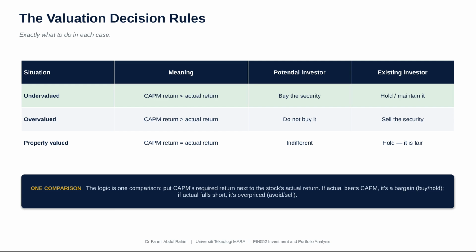Third row, properly valued. This is when the CAPM required return equals the actual return exactly. The stock is fairly priced and sits on the SML. A potential investor is indifferent and an existing investor simply holds because it is fair. The takeaway in the box distills it to one comparison. Place CAPM's required return next to the actual return. If actual beats CAPM, the stock is a bargain to buy or hold, and if actual falls short, it is overpriced to avoid or sell. The size of the gap between the two has its own name, alpha, which we meet next.